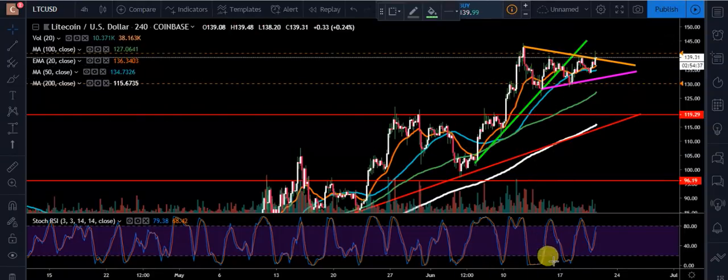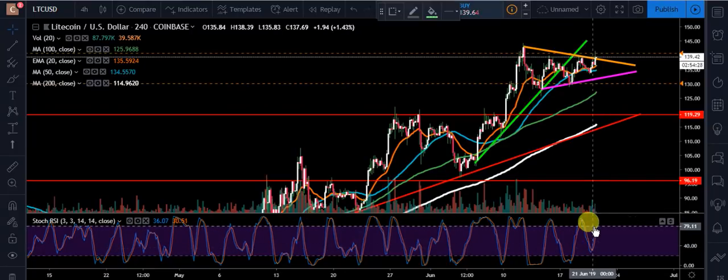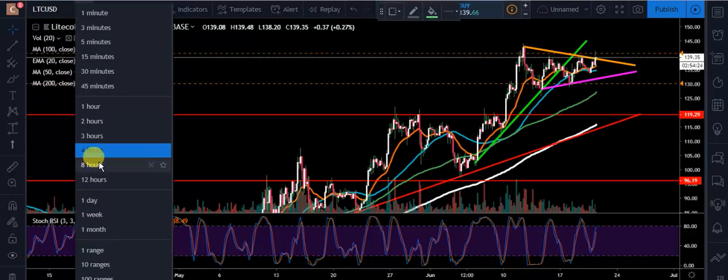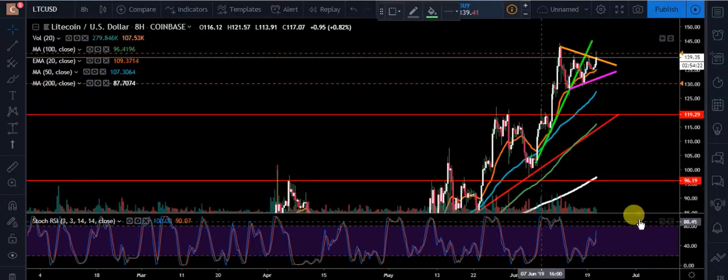But what I like on the 4-hour here, we did have a stochastic cross to the upside. We're at 79 and 68, so we are getting into some overbought territory on the 4-hour, but we're still moving up here on the stochastic. And what I like to do after that, then I'll work my way out and kind of see how the stochastic's looking. We'll go to the 8-hour.